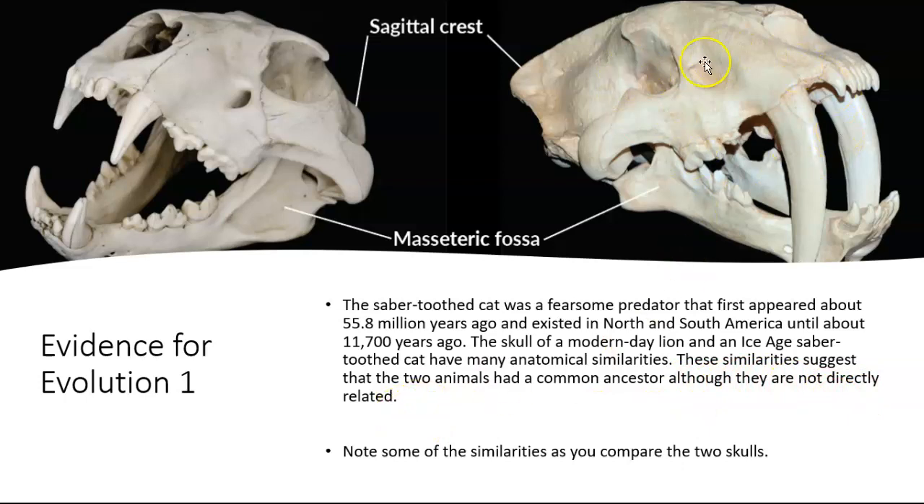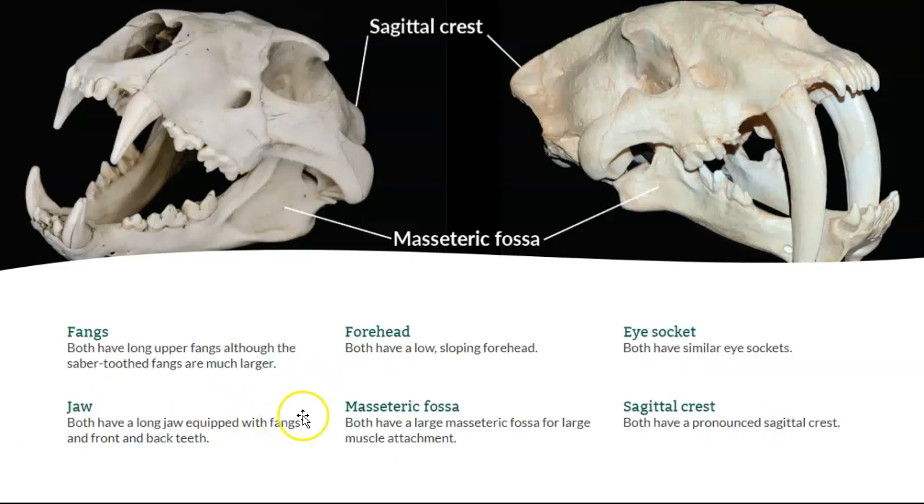Okay, this is the saber-toothed cat from the Ice Age. You can see the big teeth. And this is a lion. Okay, so look at these 2 skulls and note some of the similarities as you compare the 2 skulls. You can pause if you want to look for a couple of seconds, and then I'll give you some examples here. All right, so the fangs.